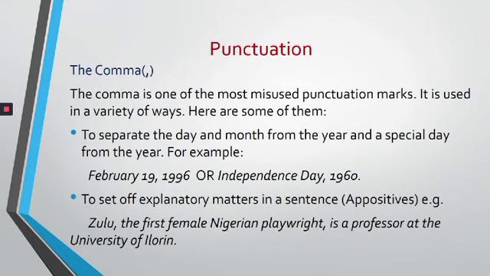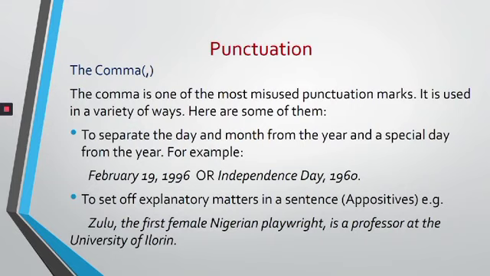Now, the comma is one of the most misused punctuation marks in the English language. It is used in a variety of ways, and I've outlined some of the ways in which a comma is used in this course. So we're going to be running through them very quickly. The first is to separate the day and month from the year, and a special day from the year. For example, February 19, 1996, or Independence Day, 1960. Now, this is not the most obvious use of a comma, but it's still important to know this.